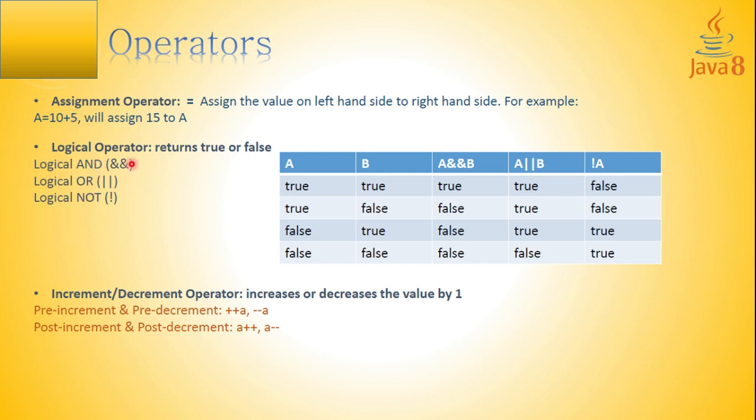Now we have another set of operators, that is logical operators. We have 3: logical and, logical or, logical not. As I told you, this will be explained in the next section only. Assignment operator: the symbol equal to is called the assignment operator. And we have pre-increment, post-increment, and decrement operators. This also will be discussed in the next section.